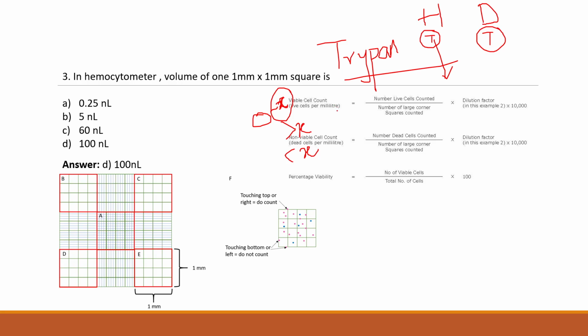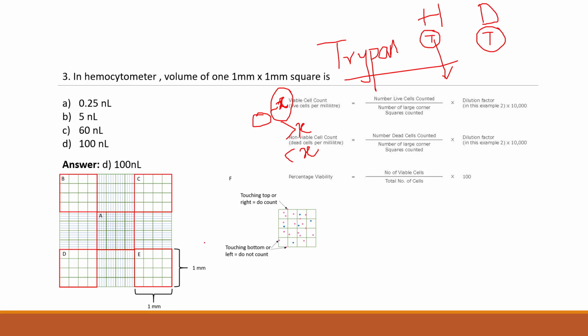So your viable cell count, live cells per milliliter, will be your number of live cells counted divided by the number of large corner squares counted. That is, your 5 squares counted. So the number of cells you have counted divided by your number of boxes counted. And then you will multiply it with your dilution factor.